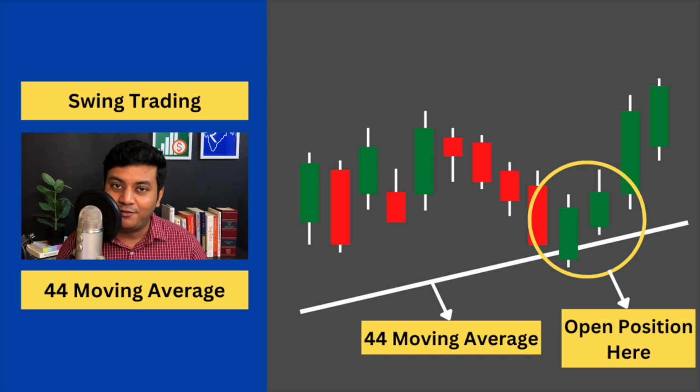When using a 44 moving average to make a trade in a stock, there are two prerequisites which you must keep an eye out for. The first prerequisite is that the 44 moving average should be upward moving. And the second prerequisite is that the stock price should reach near the 44 moving average and a green candlestick should form. This would be an ideal scenario to open a position in the market.